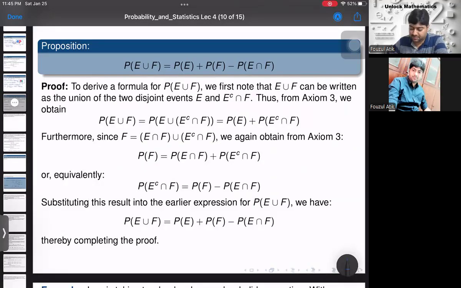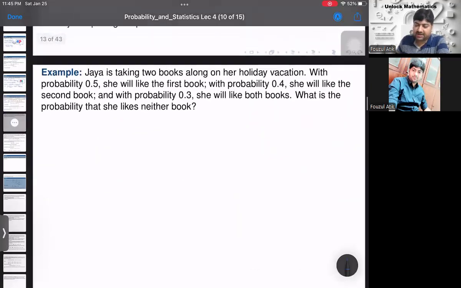Look at the first example and read the example carefully. Try to understand it and try to get the solution. You may pause the video. Okay, it says that Joya is taking two books along on her holiday vacation. With probability 0.5, she will like the first book. With probability 0.4, she will like the second book. And with probability 0.3, she will like both the books. What is the probability that she likes neither book?